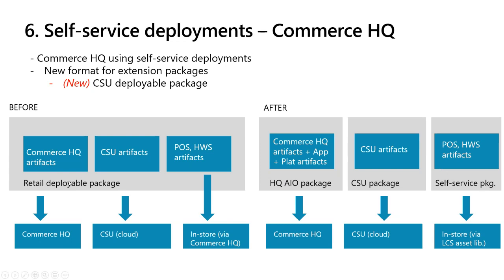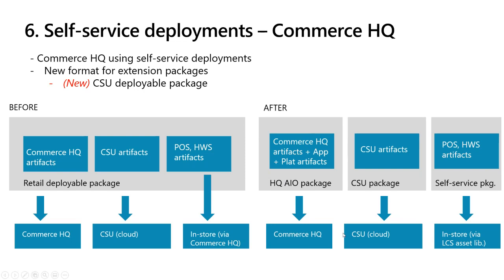Now, if you compare it to before, we had something, and we still have it at this point, a retail deployable package. And the idea here was to consolidate all the different artifacts into one deployable package, and then redeploy that package in Commerce HQ and CSU Cloud. And then via Commerce HQ deploy the artifacts for in-store components. With the new model, we have significant benefits actually as well, more so than just being required for support for self-service deployments.